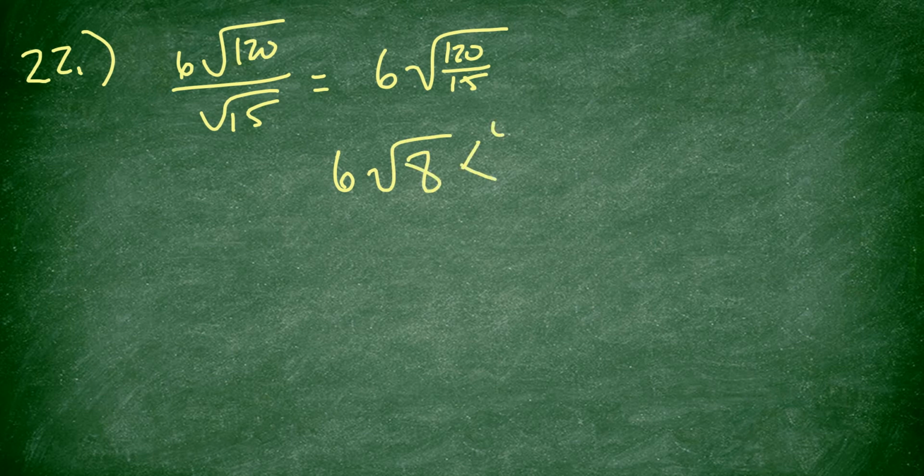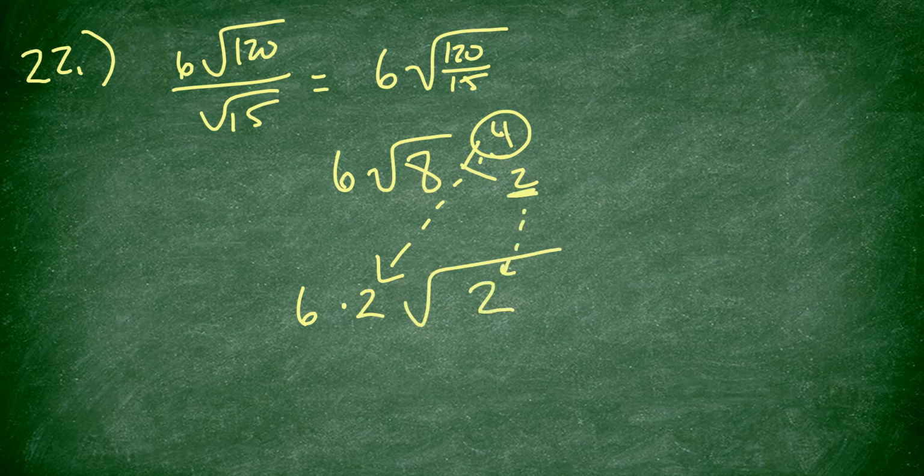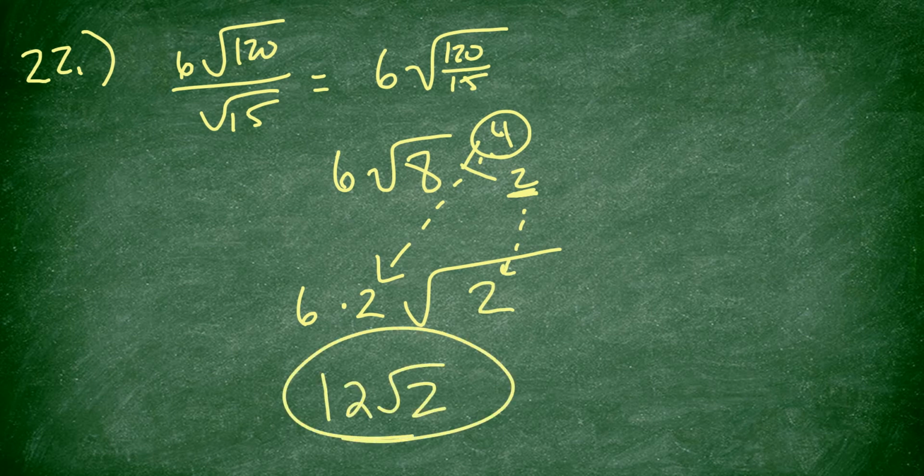Now look, 8's not perfect, but 4 times 2 is equal to 8. 4 is perfect. So this 4 right here turns into this 2 right here. This 2 right here, he goes and stays in jail forever. So I end up with 12 square roots of 2. And that's your final answer for 22.